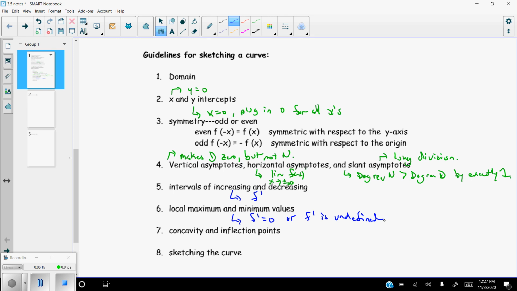Concavity and inflection points both come from the second derivative. And it's going to be where the second derivative is either 0 or undefined, same exact thing. And then we're going to get into the actual sketching of the curve. So there's all the pieces we need. Let's put it into action.